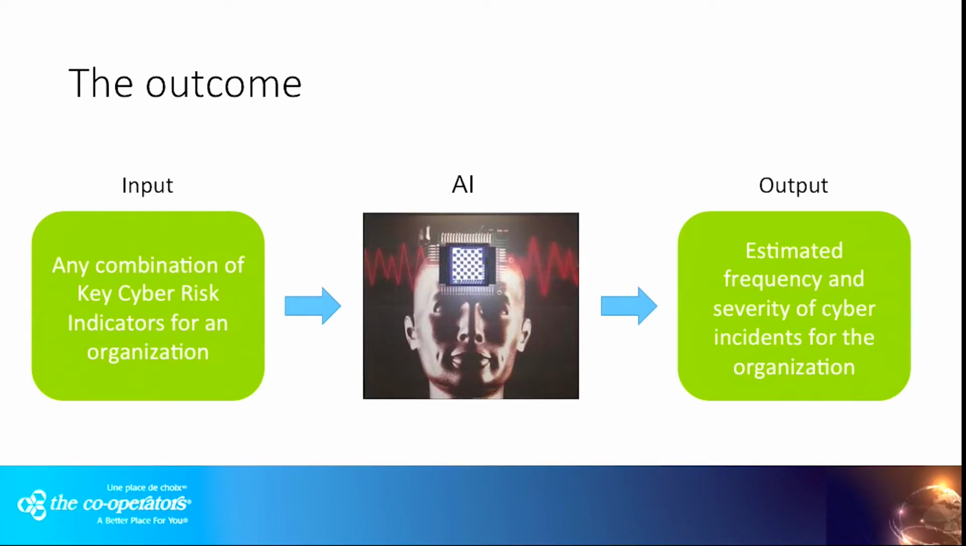This slide here just goes over the outcome. So inputs: you should be able to give any combination of key cyber risk indicators for an organization, and what the model would output would be an estimated frequency and severity of cyber incidents for the organization. It would be a better estimate if you've got more key risk indicator inputs, and a worse estimate if you've got fewer.